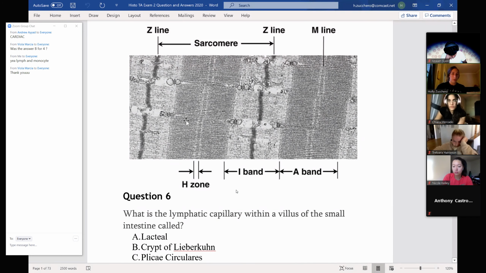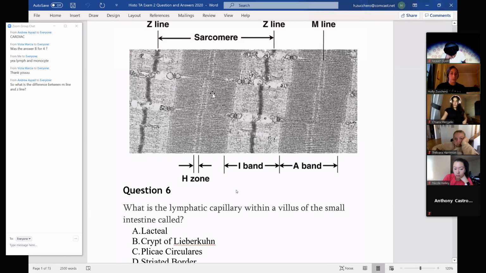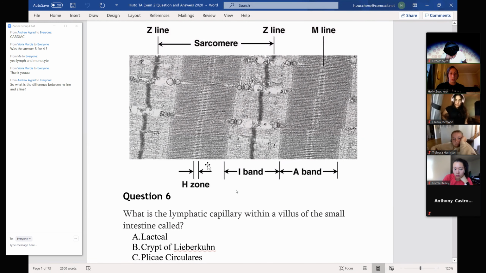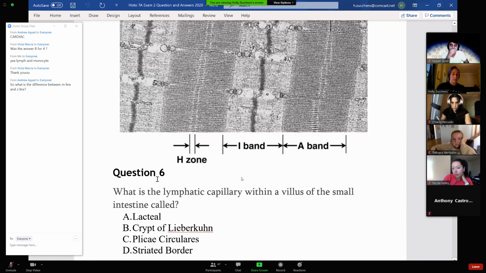I'm sure you guys have all gone over muscle beforehand, but they like to test on that. No, sorry, I kind of just gave you guys the answer there. Okay, so question 6. Hopefully you didn't all see the answer, but I'll give you like 30 seconds.